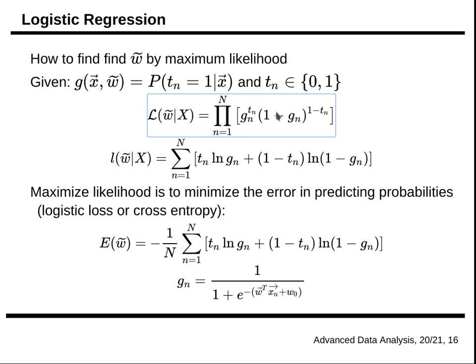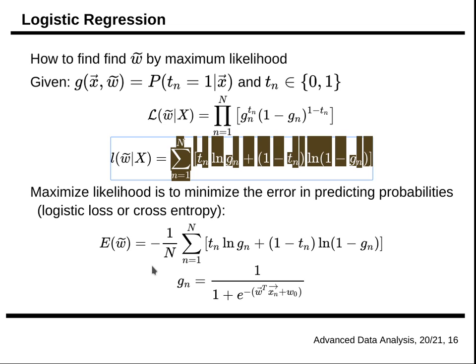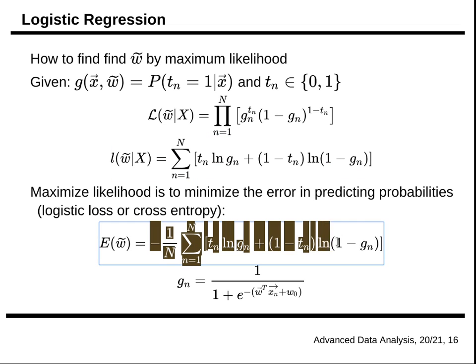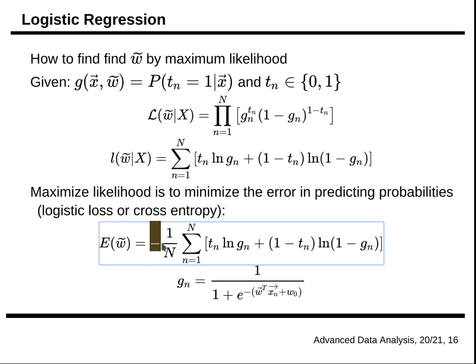We can take the logarithm so that we do away with the product, and we get this expression here with the logarithm. Basically we want to maximize this, so we want to minimize this, which is the symmetric of this one, just averaging over all the points. And this is the logistic loss, or the cross entropy.